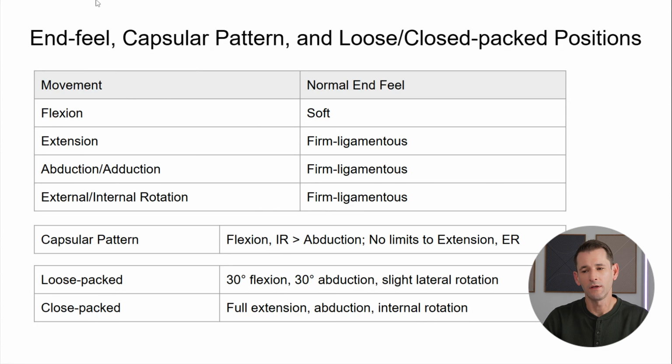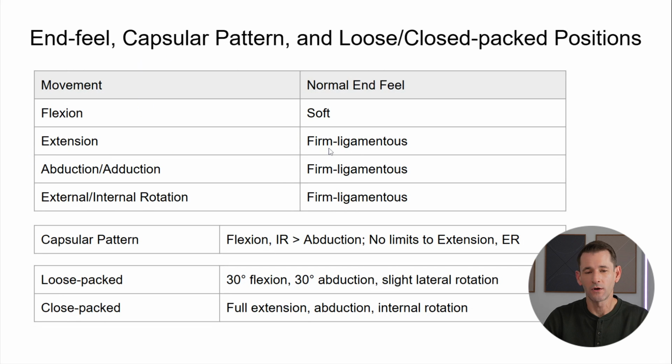Let's review end feel, capsular pattern, and your loose and closed pack positions for the hip itself. Remember the end feel, that is the feeling that you get when you get to the extremes of range of motion when you're doing your goniometric assessment of range. So you're taking your goniometer out and you're going into passive flexion to the very end range. That should be a soft end feel because you should be approximating those thigh muscles with the trunk muscles. Unless the individual is really thin, then you might get that firm ligamentous end feel.